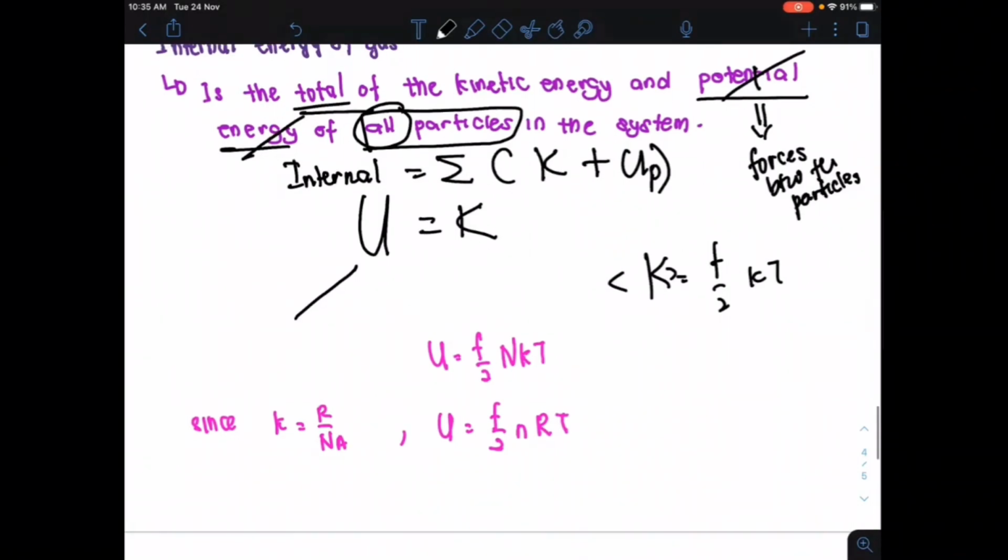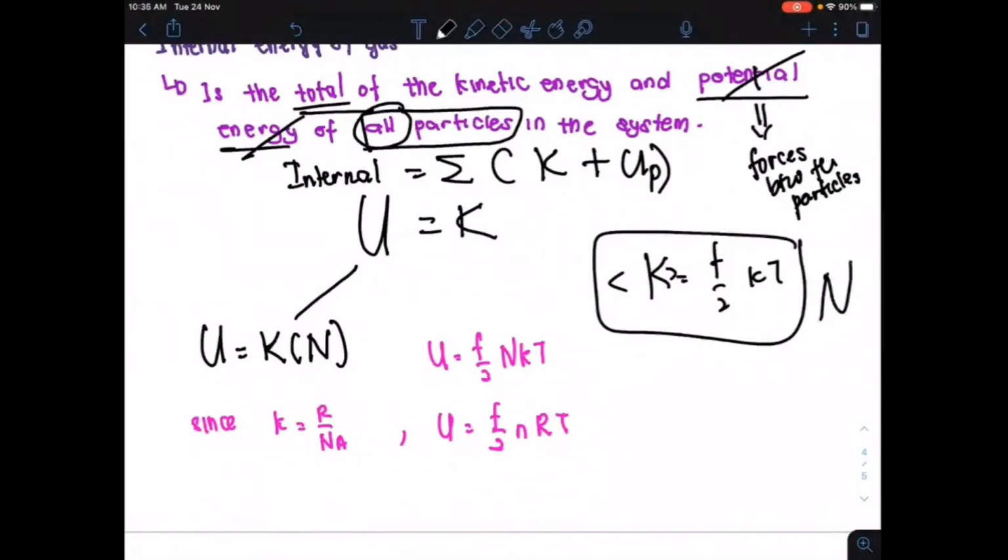Oleh sebab itu, apa yang akan jadi adalah kamu punya internal energy akan jadi kinetic energy multiply with number of molecule kamu. Berapa banyak molekul yang kamu ada dalam sistem kamu itu. So kamu kena darablah dengan bilangan molekul itu. So setiap molekul akan ada this much of kinetic energy. So kita darablah dengan berapa banyak molekul yang kita ada. Therefore, your internal energy becomes F/2 NKT. Di mana N ni adalah number of molecule kamu.